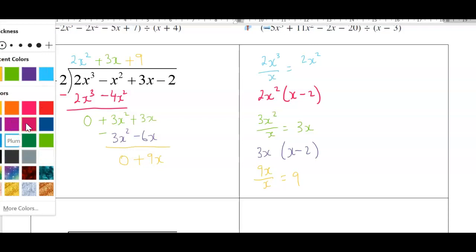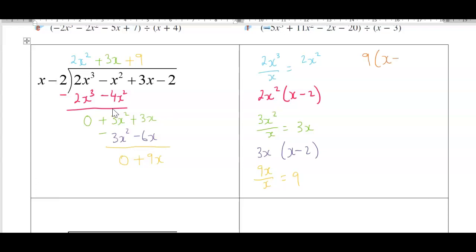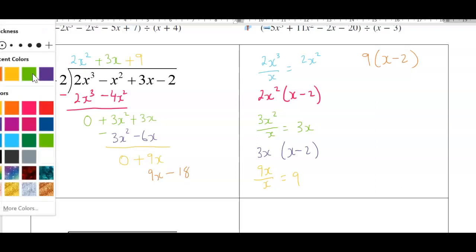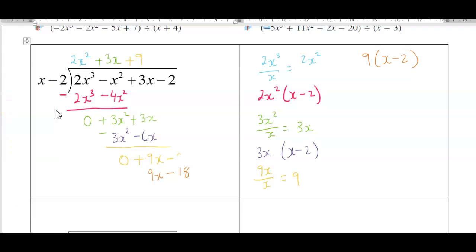So let's do orange. Okay, so 9 times x minus 2, so 9x. Okay, we did end up with the same term. And 9 times negative 2 is negative 18. And I'm just going to keep forgetting to bring that term down. So the negative 2 just comes down. Okay, just like the 3x came down as well.